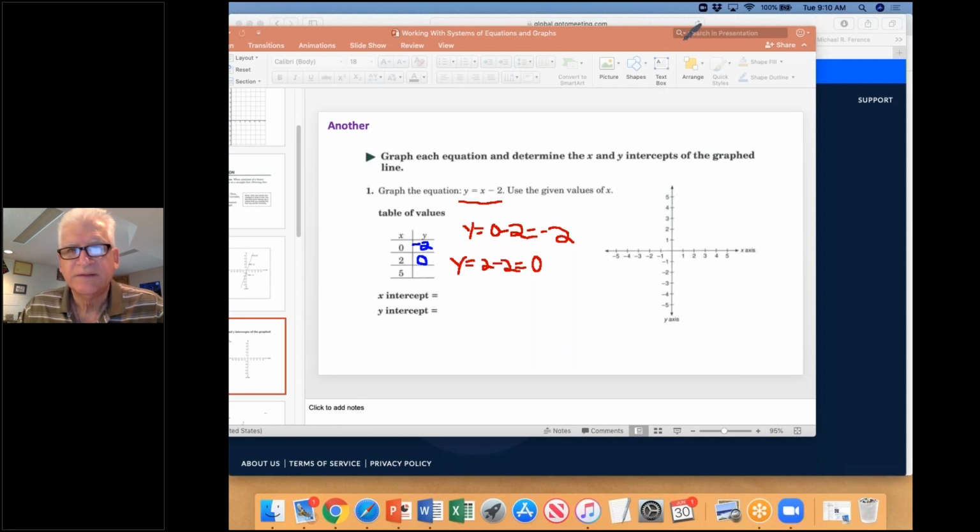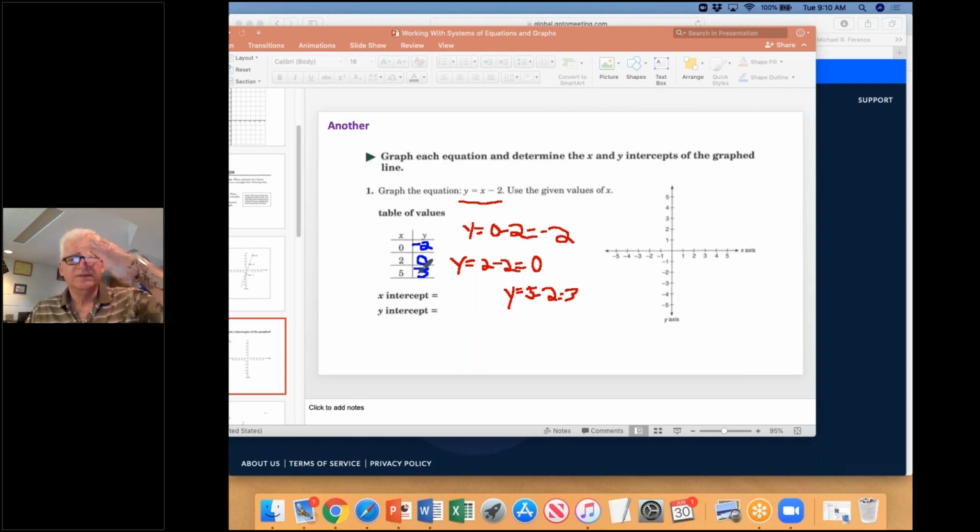And now finally, let's put in 5. When x equals 5, plugging it into this equation, y equals 5 minus 2. 5 minus 2 is 3. Back to this table, plug that in. We've got 3.